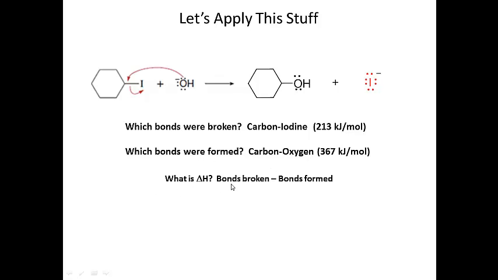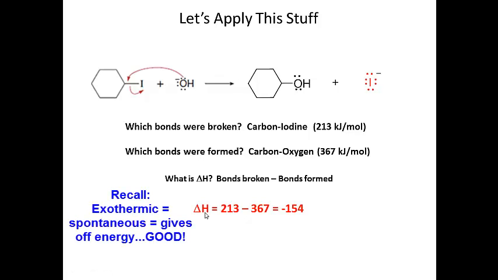So how do we calculate delta H? Well, it's a simple calculation. You take the bonds broken, you subtract from that the bonds formed, and then you get delta H, enthalpy. So delta H in this case is 213, which is bonds broken, minus 367, which is bonds formed, to give me negative 154. Anytime you have a negative delta H, we talked about this in the previous video, that reaction is going to be exothermic.